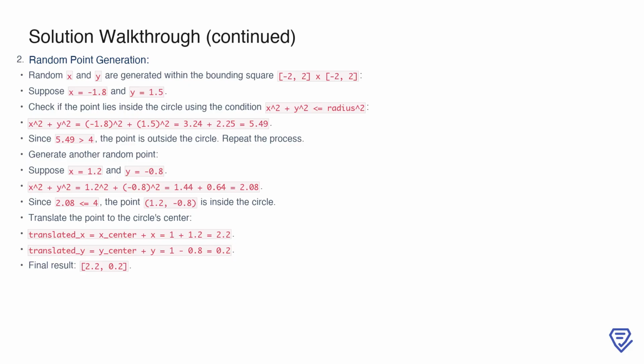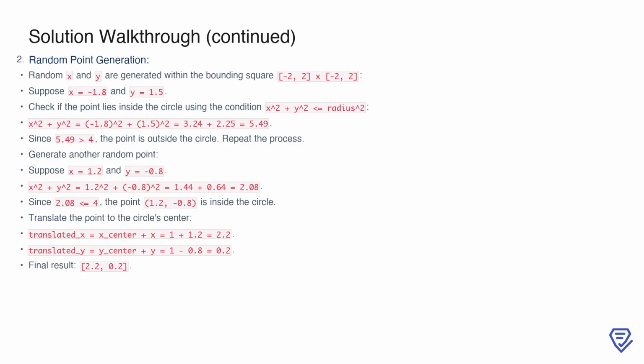Checking this point against the circle's condition, we calculate x² + y² = (-1.8)² + 1.5² = 5.49. Since 5.49 is greater than 4, the point lies outside the circle, so we discard it and try again.